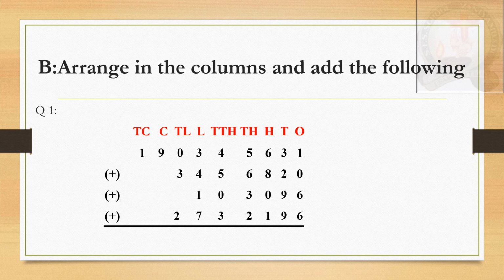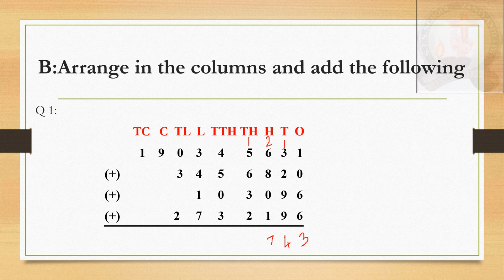1 plus 0 is 1, 1 plus 6 is 7, 7 plus 6 is 13. For 13, write 3 and carry 1 to the next digit. 1 plus 3 is 4, 4 plus 2 is 6, 6 plus 9 is 15, 15 plus 9 is 24. Write 4 and carry 2. 2 plus 6 is 8, 8 plus 8 is 16, 16 plus 1 is 17. For 17, write 7 and carry 1.